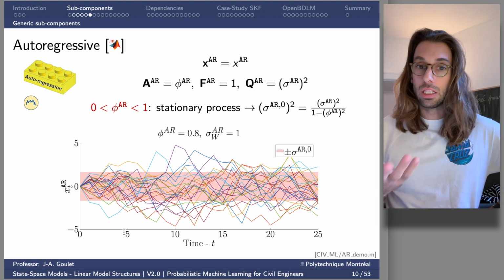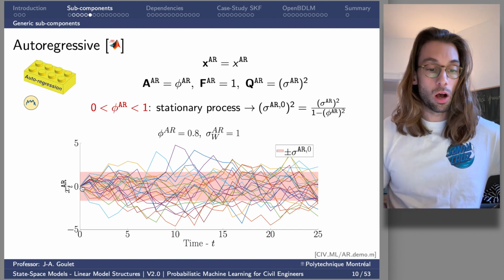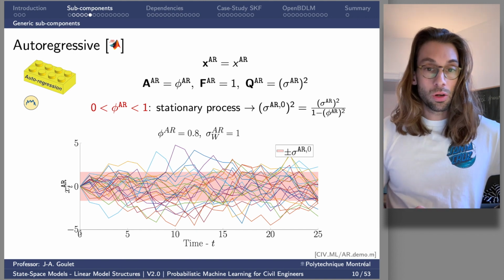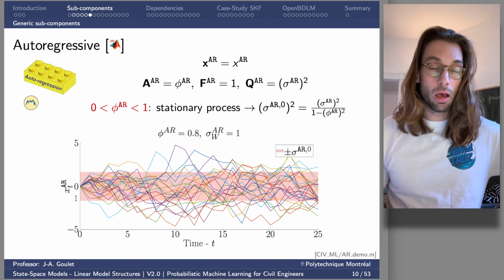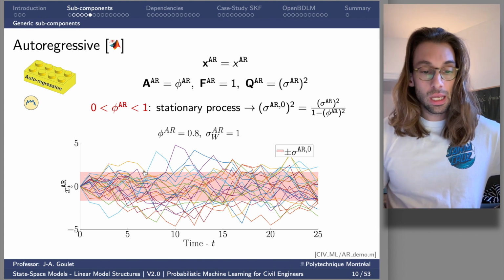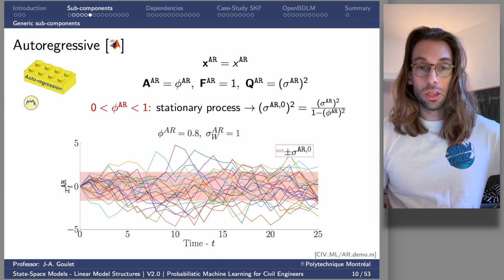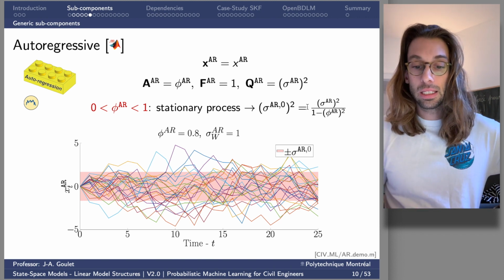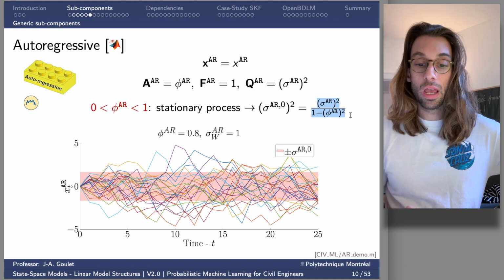So what you see here are examples again of realizations where all the values start at 0 and we generate different realizations. On the horizontal axis we have time, and the vertical axis is the AR process. What you see in the pink region is the expected value, which is going to be 0, plus and minus that standard deviation, so the square root of what we have here.